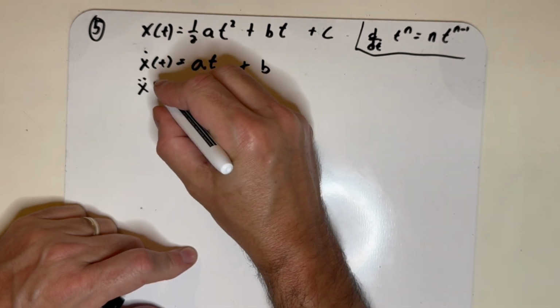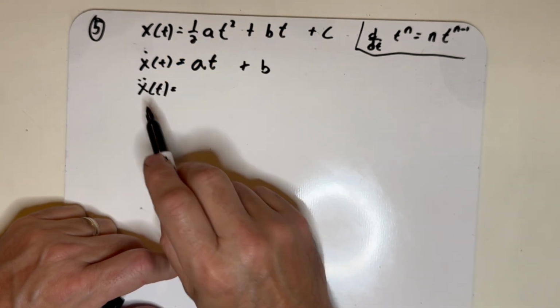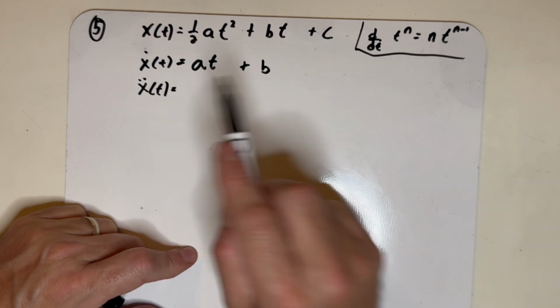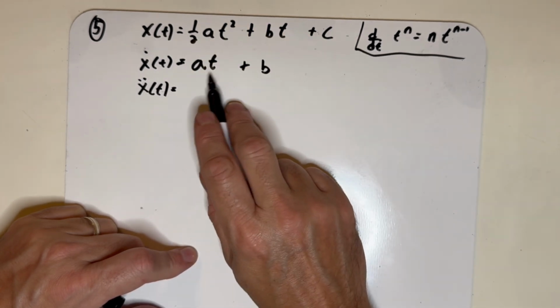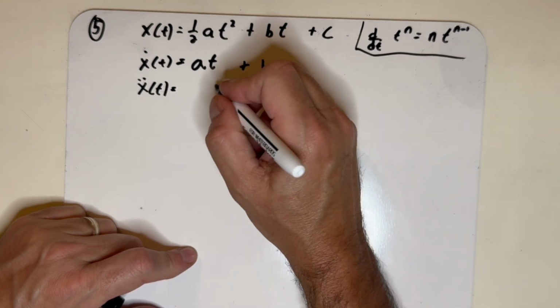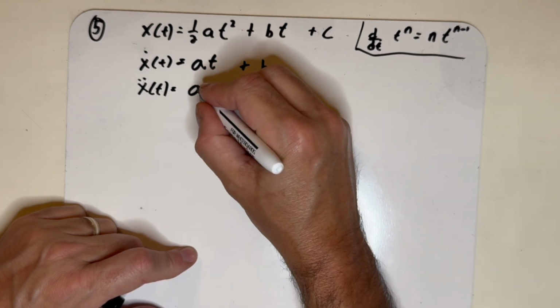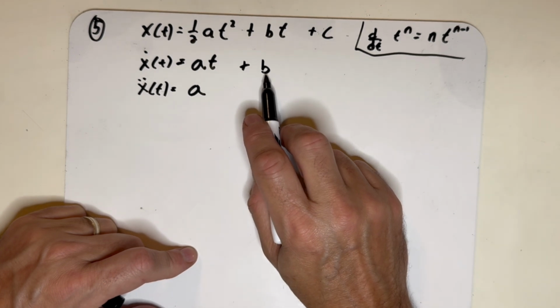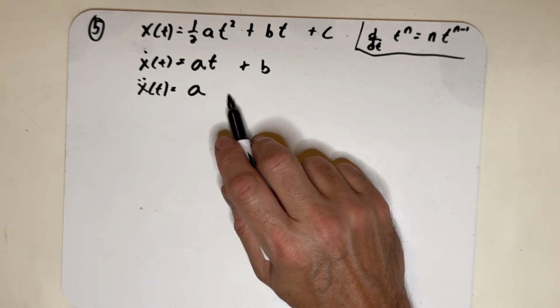Well, we can just do the same thing again. We apply the derivative not to the first equation, x of t, but to the equation x dot of t. And so a times t, well, t is to the first power, so that gives me a times 1 times t to the 0, and t to the 0 is just 1, so it just leaves me with a. b is a constant this time, which makes the derivative 0. So x double dot of t is just a.